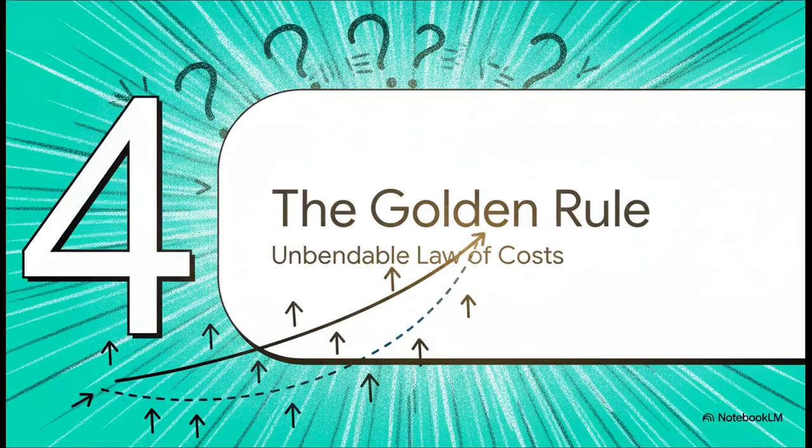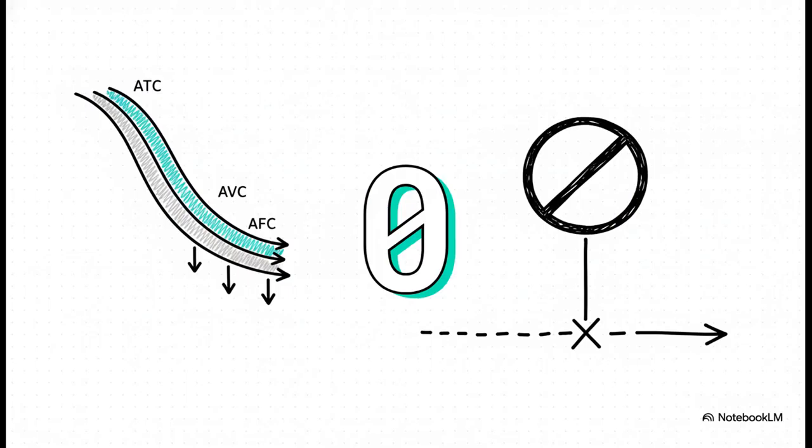Which brings us to our final stop, section 4, the golden rule, the unbendable law of costs. This visual convergence creates a ton of tension. I mean, if the lines keep getting closer and closer together as output grows, do they ever cross? The definitive answer is anchored in this one single number, 0. This number represents what average fixed cost can never, ever become.